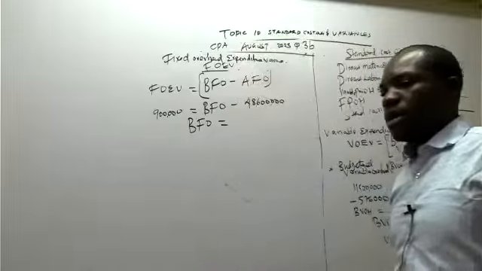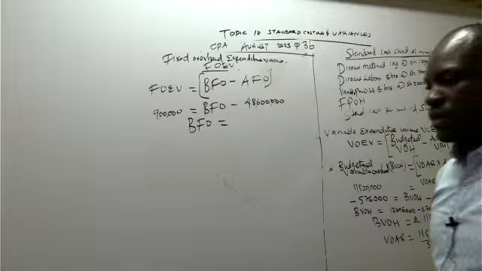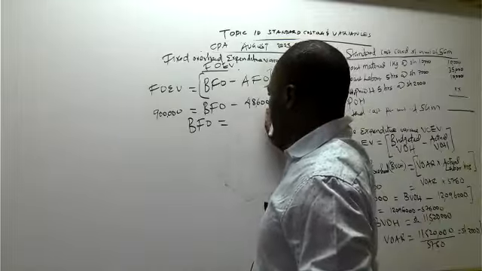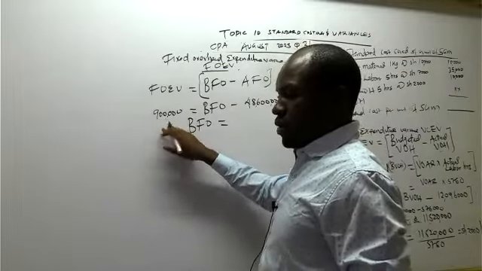What do we get? Budgeted fixed overhead, what do we get? The difference between 48,600 and 900,000, what do we get?